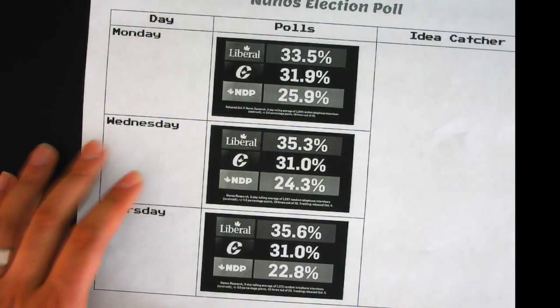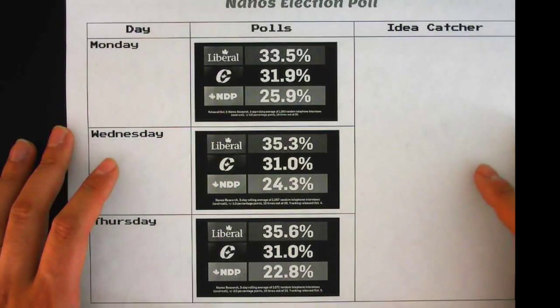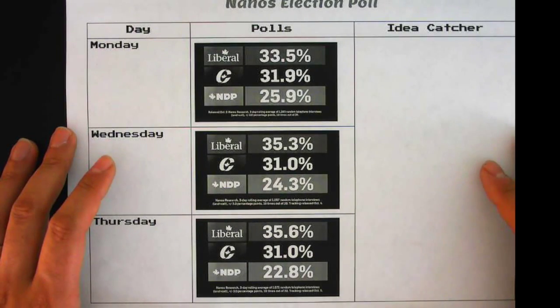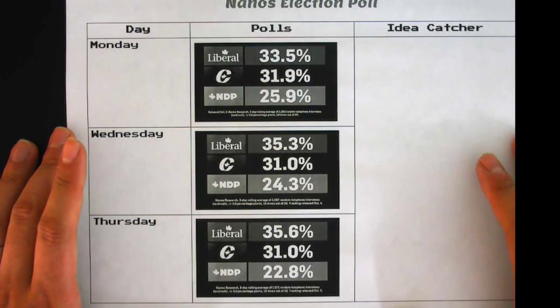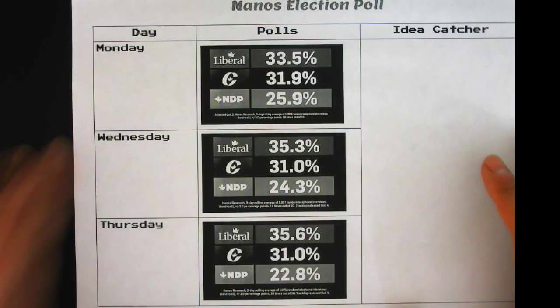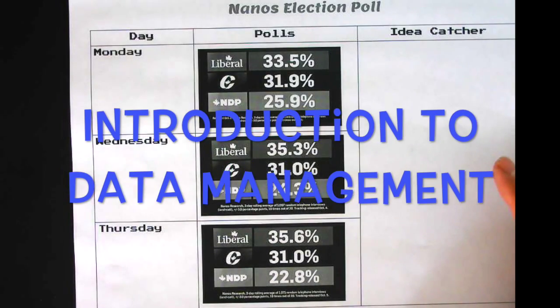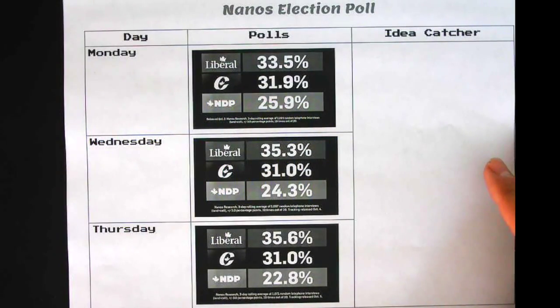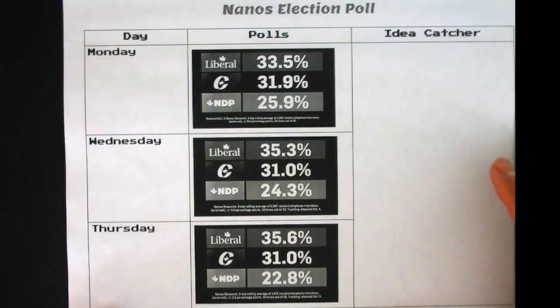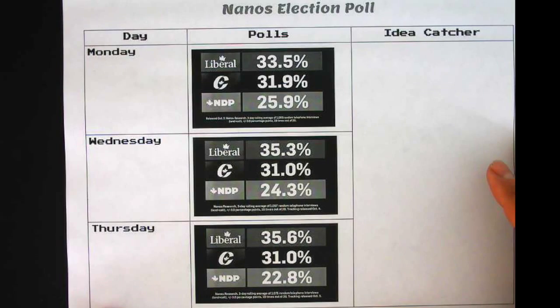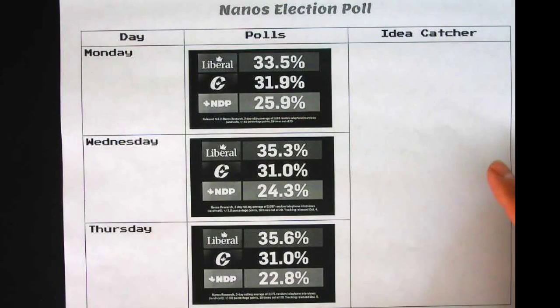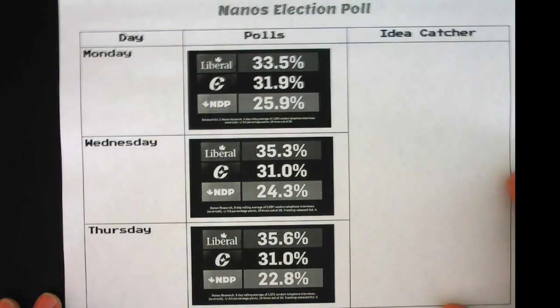So on Monday, you were presented with the Nanos election polls that showed who is leading or potentially leading for the Prime Minister's role on October 19th. So here is some information that we got. We looked at Monday's numbers, Wednesday's, and Thursday's. So here's the information that we're going to graph.